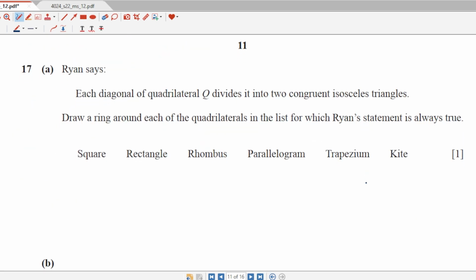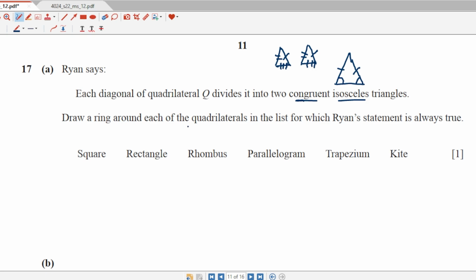Rayon says each diagonal of a quadrilateral divides it into two congruent isosceles triangles. What do you mean by congruent and what do you mean by isosceles triangle? An isosceles triangle is a triangle which has two equal sides and two equal angles as well. And congruent means two triangles which are equal in all aspects, meaning their sides are equal: first side equals first side, second side equals second side, and third side equals third side.